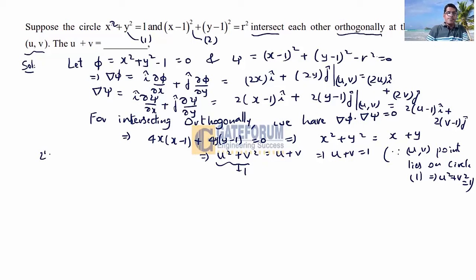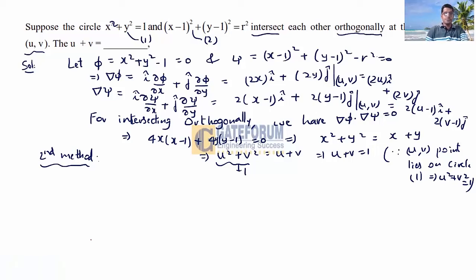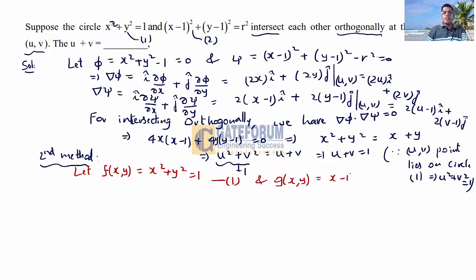Second method, normal differentiation method, that is total derivative from the partial derivatives. I am using some other color. Let f of x comma y, a two variables function, be equal to x square plus y square. That value is already given, equation 1. And another function instead of phi and psi, g of x comma y is equal to (x minus 1) whole square plus (y minus 1) whole square is equal to r square. Equation 2. Okay.